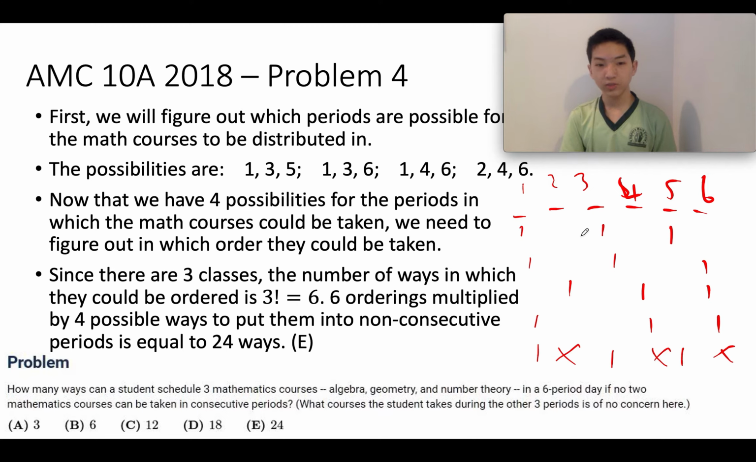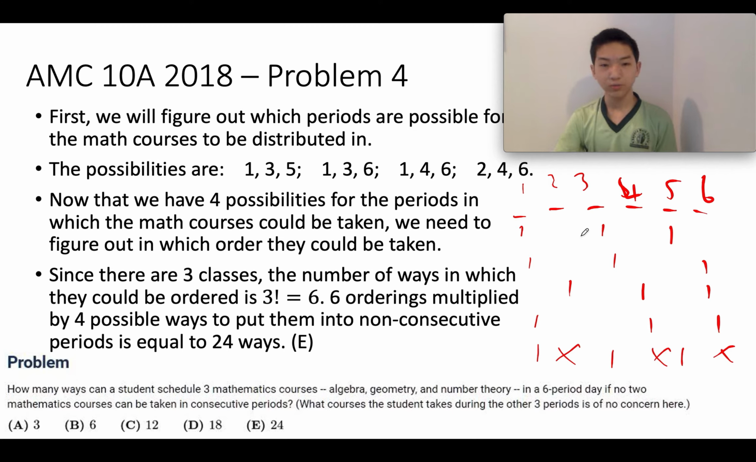So since there are 3 classes, the number of ways in which they can be ordered is 3 factorial. Just remember that factorials represent ordering, and that's equal to 6. So 6 orderings multiplied by 4 possible ways to put them into non-consecutive periods is equal to 24 ways in total to schedule the math classes.